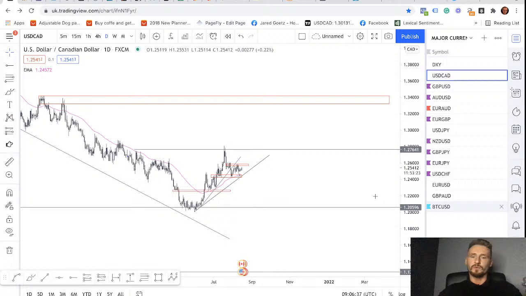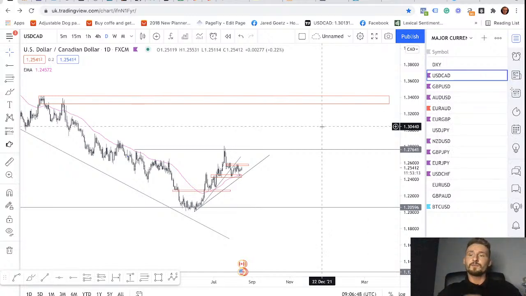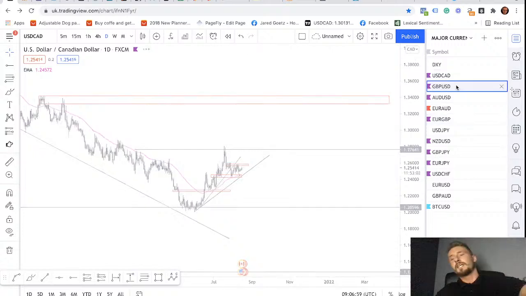So USD CAD for me right now, we could stick it on the watch list. It's not something that I would probably look to action this week, but nonetheless, I want to keep my eye on it and make sure that if there are any positions that are likely to lead to good profits, I'm aware of them and ready to execute on them. So let's move on to cable, GBP USD.